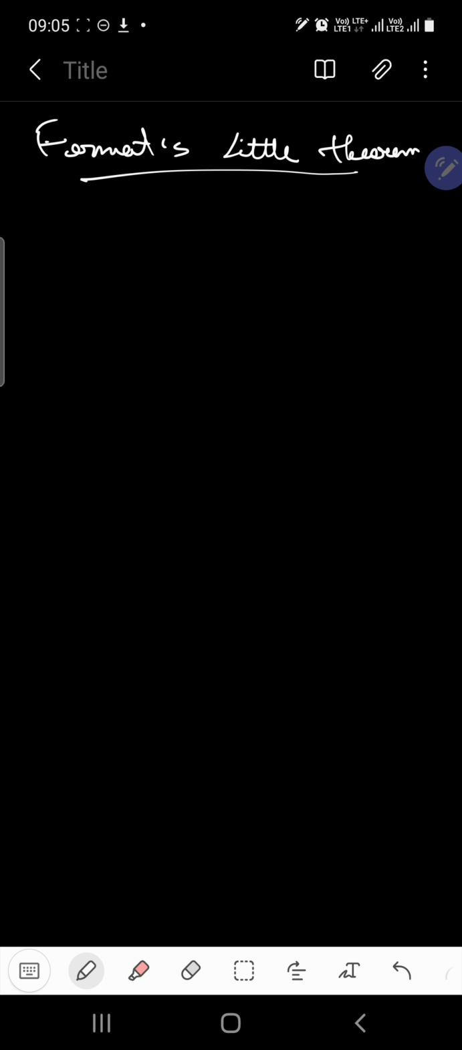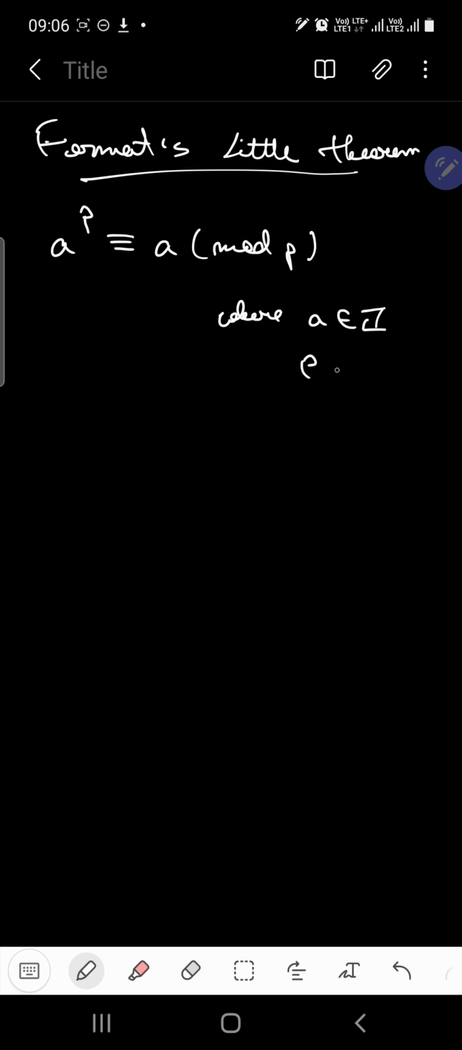Okay, so in this lecture, we are going to talk about one very important theorem given by Fermat, which is called Fermat's Little Theorem. According to Fermat's Little Theorem, a to the power p is congruent to a mod p, where a belongs to the set of integers and p is a prime number.